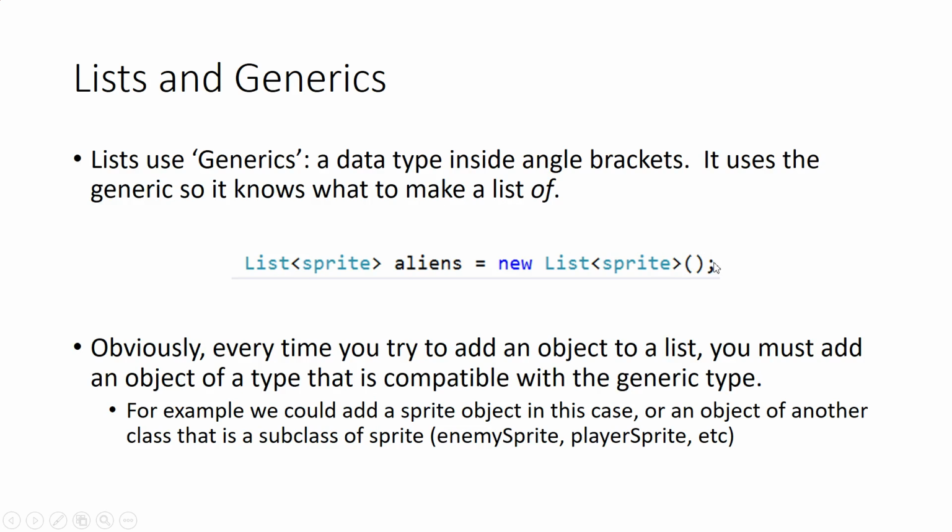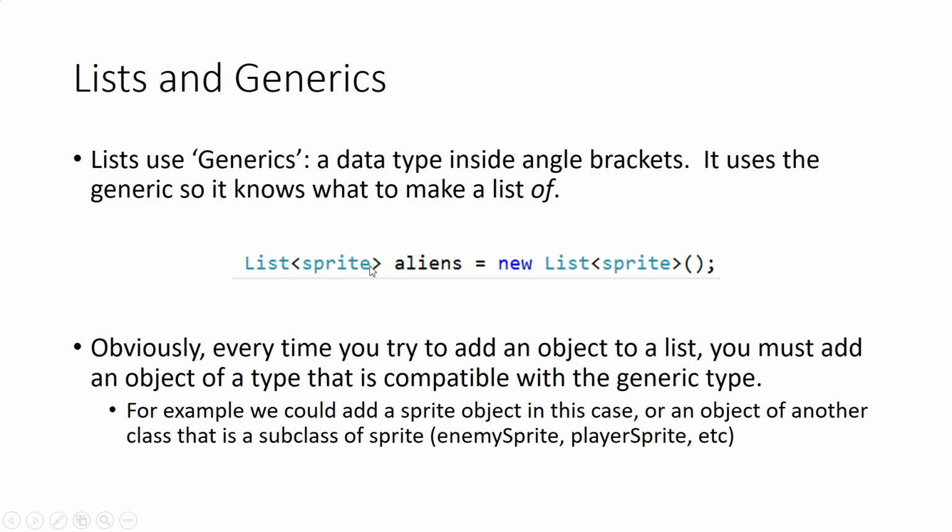It needs round brackets. Every time you try and add an object to a list, you must add an object of a type compatible with this generic. So you must add sprites in this case. We couldn't add integers or vectors or anything like that to our list of aliens. It has to be a sprite.